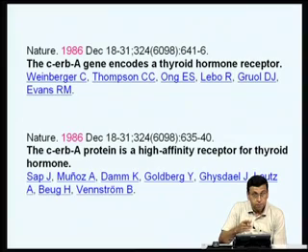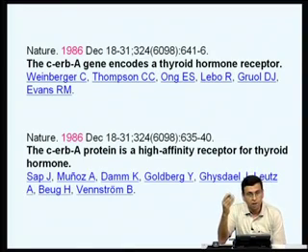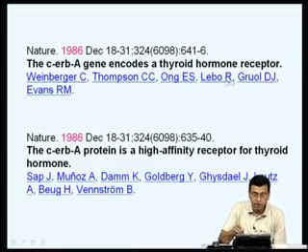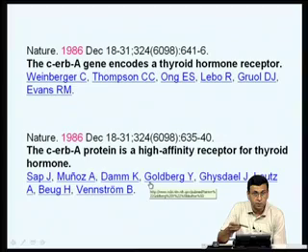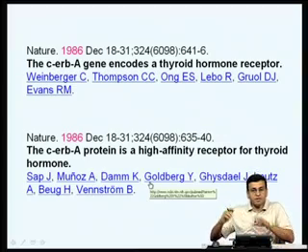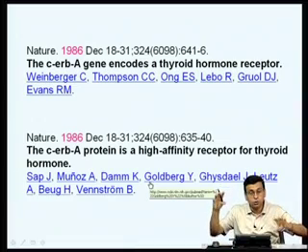The following year, two groups, from Ron Evans' lab and from Weinberger's lab, demonstrated that the cellular homologue, or the proto-oncogene, of this v-ErbA is nothing but the thyroid hormone receptor. The c-ErbA gene encodes a thyroid hormone receptor. The c-ErbA protein is a high affinity receptor for thyroid hormone. These two are the classic papers which linked the thyroid hormone receptor on one hand to the steroid receptors and on the other hand to cancer.